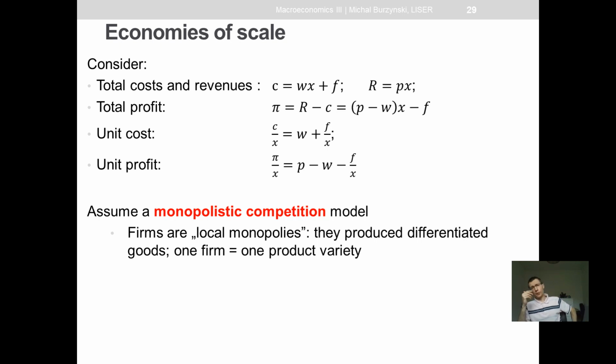Firms are assumed to be local monopolies, which means they produce differentiated goods. What does it mean? Well, it means that consumers can to some extent differentiate one good from another and say that, well, goods are to some extent different, which means I would like to consume a bit of one good and a bit of second good.